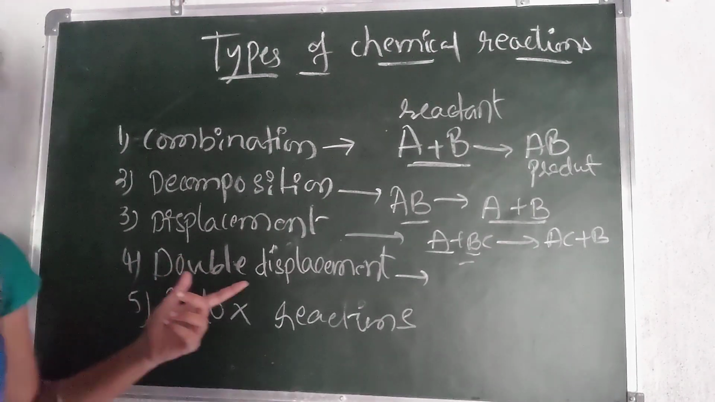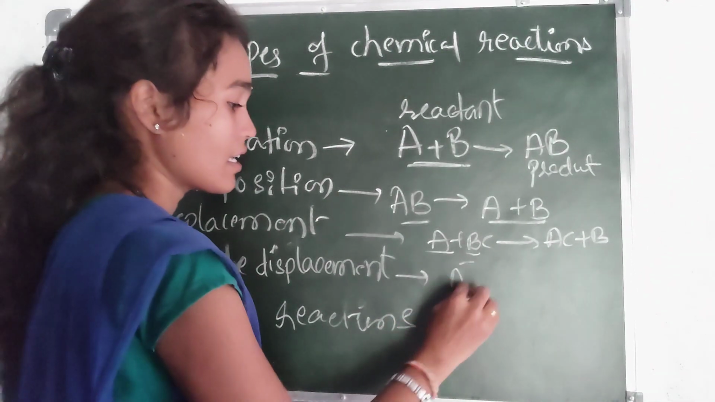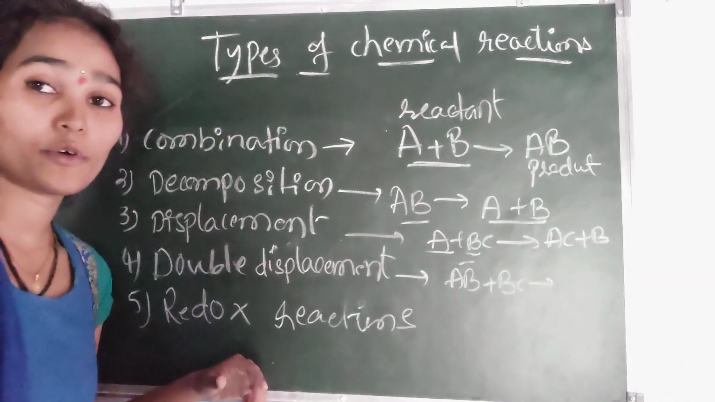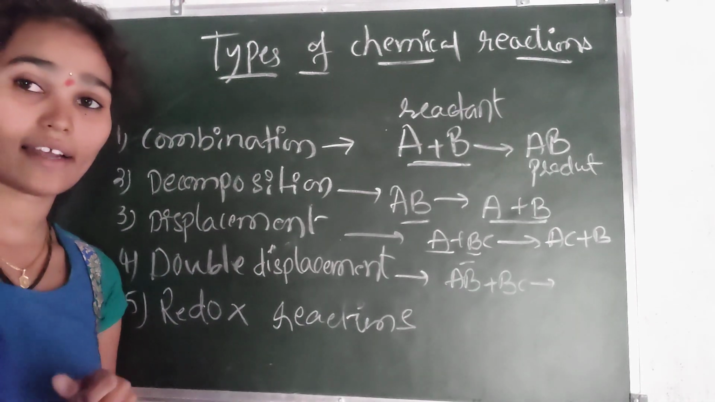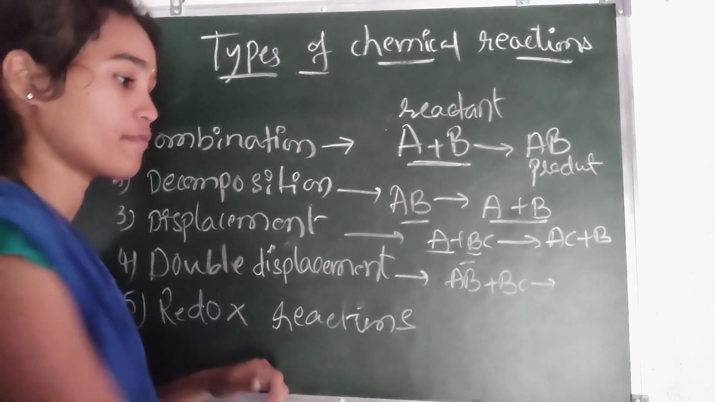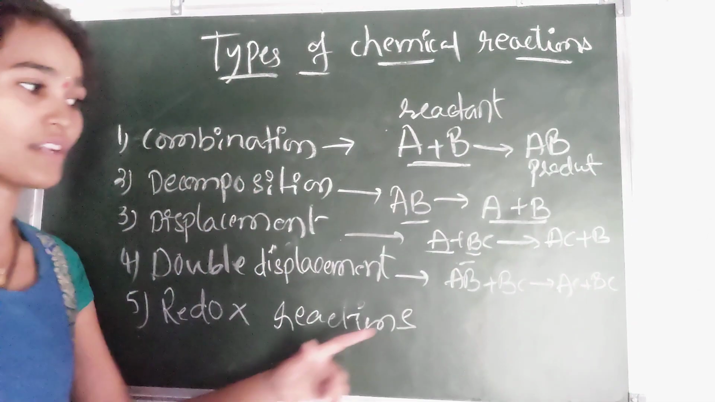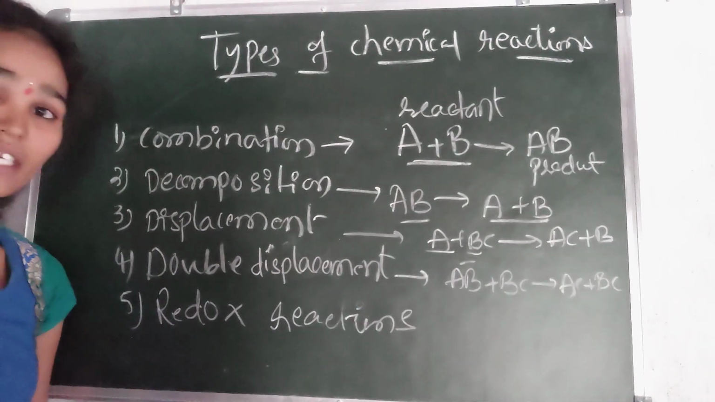Double means here double displacement. See here, AB plus CD. Two compounds in which inter-ion exchange takes place and form two different compounds, AC plus BD. This kind of reaction is called a double displacement reaction.